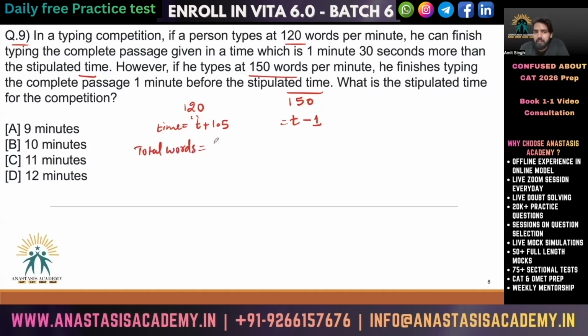Total words would be 120 words per minute, and in how many minutes is it done? t plus 1.5. So it must be equal to 150 into t minus 1. So that would be equal to, I can cancel them. This cancels 3, 4 times 3, 5 times. So 4t, 5t. 4t plus 6 is equal to 5t minus 5.